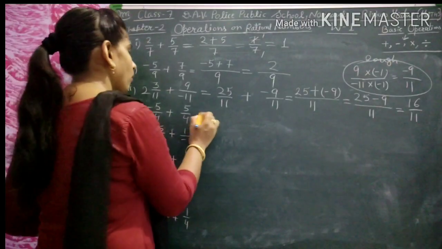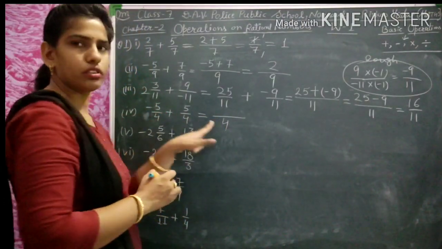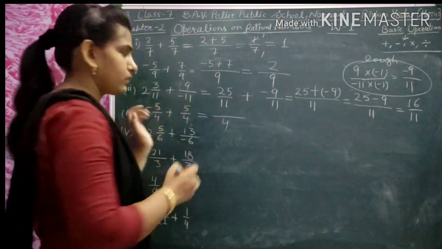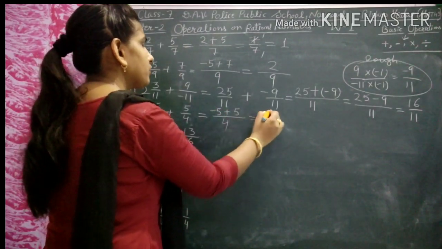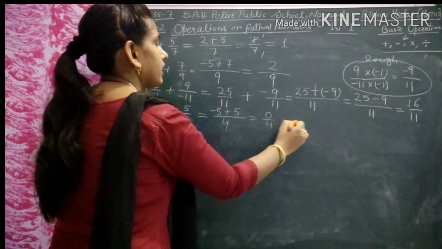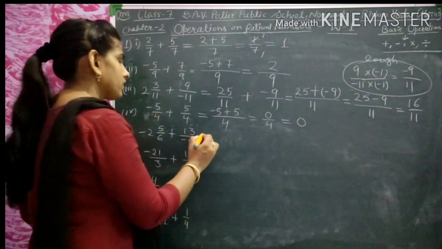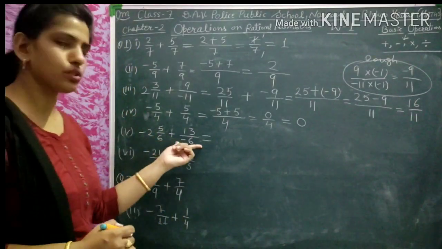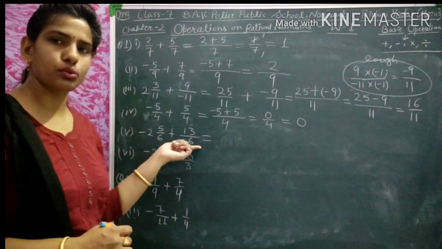Now we will solve the next one. The question is the same, this is 4 and 4. The denominator is the same there, so we add the numerators: minus 5 plus 5 equals 0 by 4, and that equals 0. Is it clear?